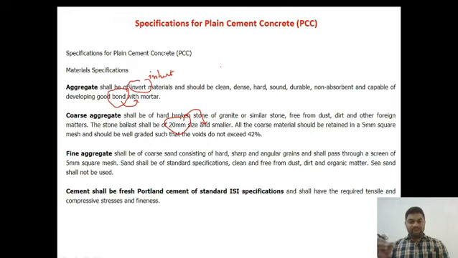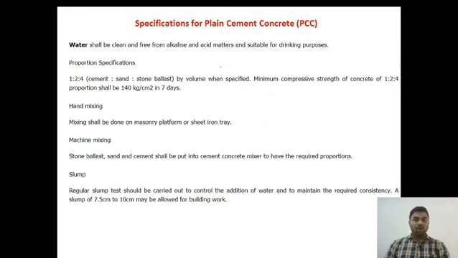Cement shall be fresh Portland cement of standard ISI specification and shall have the required tensile and compressive strengths and fineness. What is the fineness of cement? Fineness should be less than 10%. About water. Water shall be clean and free from alkaline and acid matters and suitable for drinking purpose. The water which we use in the concrete should be potable water. It should not be alkaline or acidic.